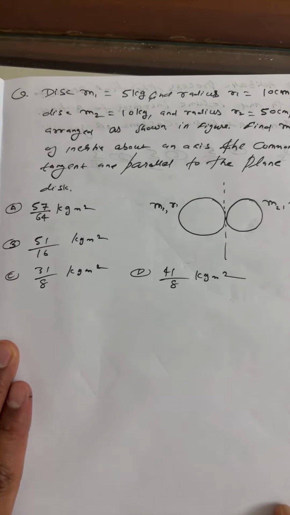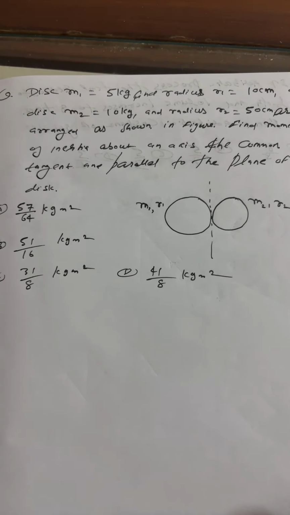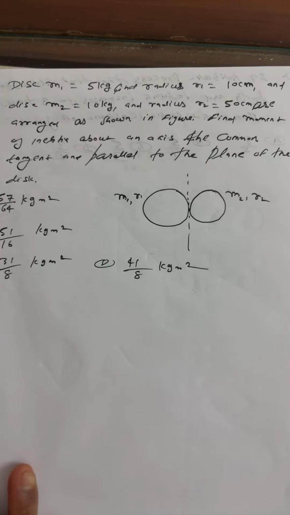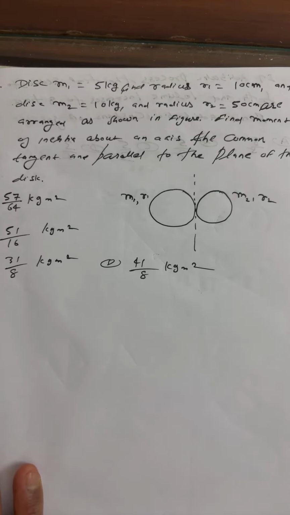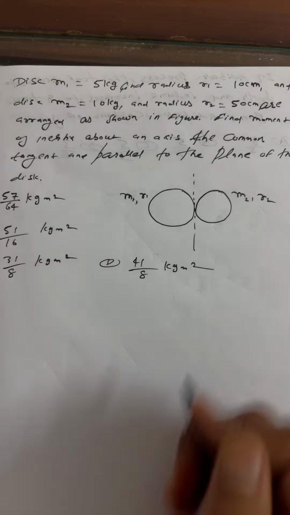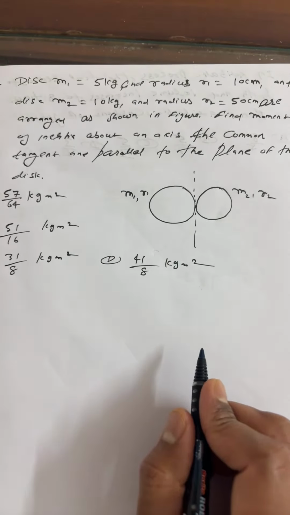So what is the next question? There are two disks. Disk 1 has mass M1, which is 5 kilogram, and radius R1, which is 10 centimeters. Disk 2 has mass M2, which is 10 kilogram, and radius 50 centimeters. They are arranged as shown in the figure. Find the moment of inertia about this tangent here.